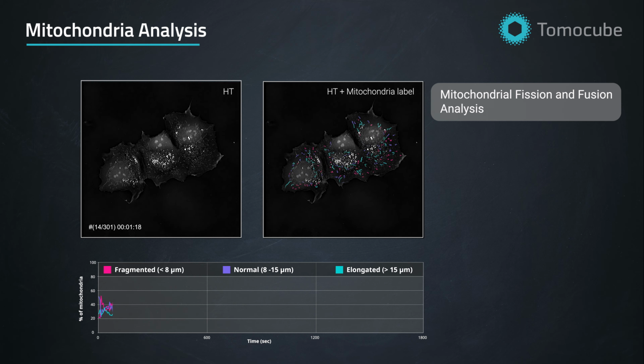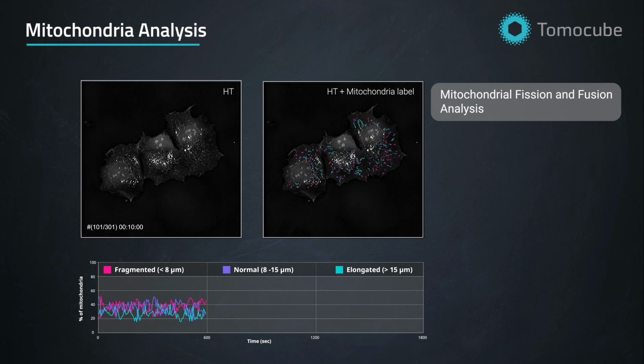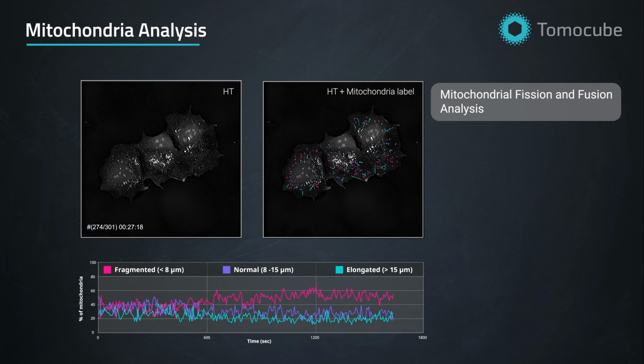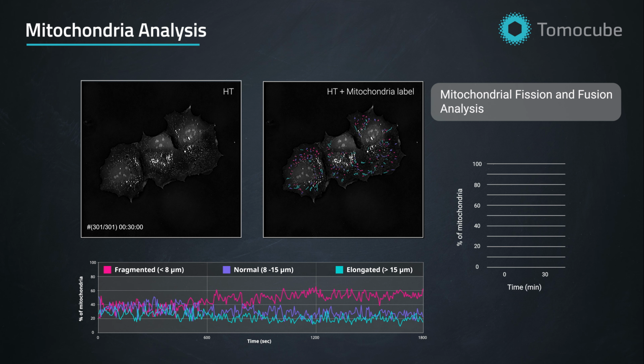Preserve cell integrity and gain precise insights into mitochondrial structure and function. TomoAnalysis AI-driven segmentation provides analysis of mitochondrial dynamic changes, such as mitochondrial fission and fusion, delivering reliable data across different cell types.